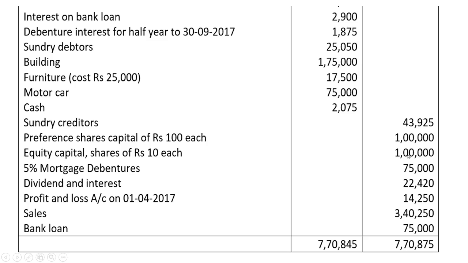preference share capital of ₹100 each, that is 1 lakh, equity share capital of ₹10 each, 1 lakh, 5% debentures 75,000, dividend and interest income 22,420, profit and loss account on 1/4/2017, that is previous year balance, 14,250, sales 3,40,250, and bank loan 75,000. Total is 7,70,845.